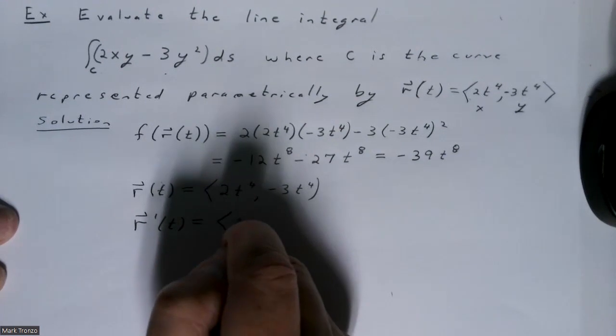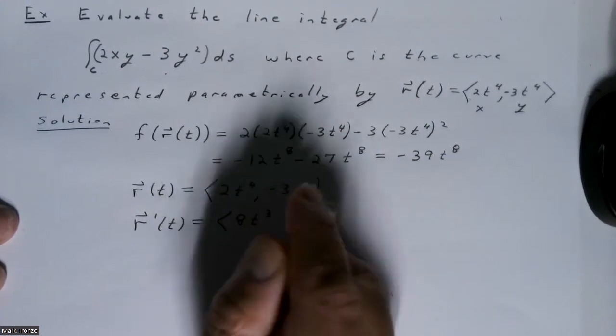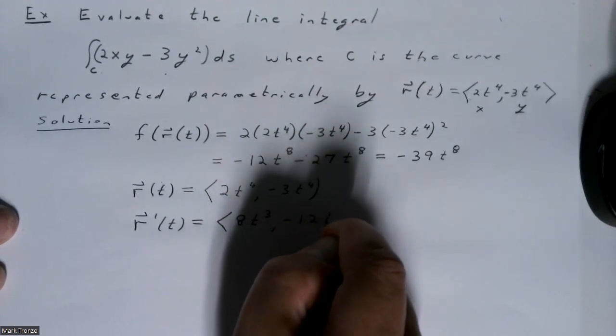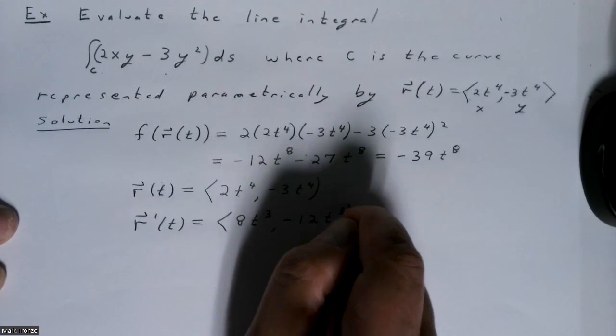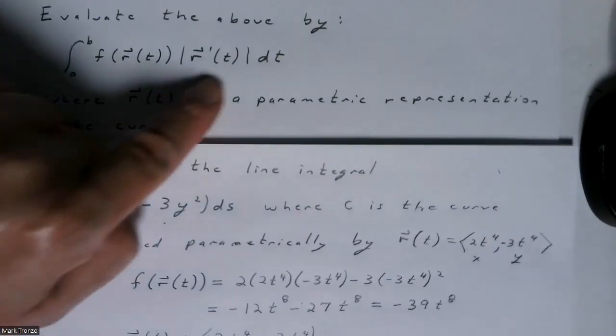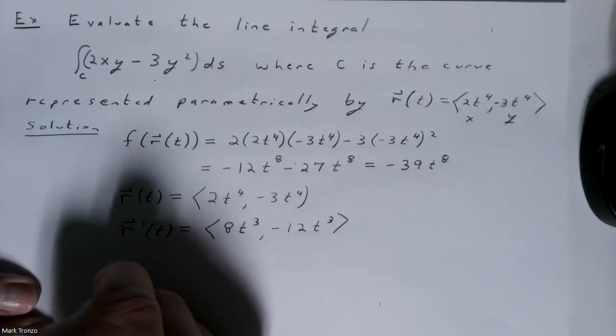This is going to be 4. That's going to be 8t cubed. This is going to be negative 12t cubed, like this. And according to our equation, we're going to need the magnitude of that. That'll be the square root of the sum of the squares.